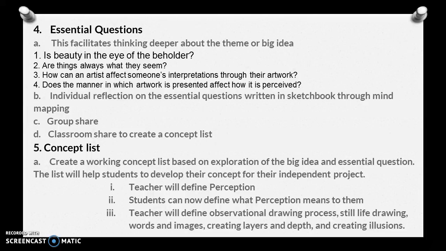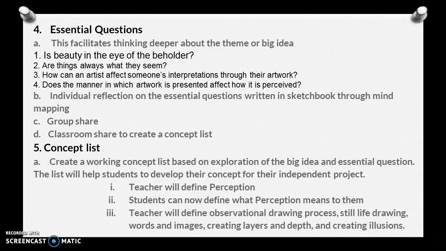Individual students are going to reflect on these essential questions, writing this in their sketchbook through different forms of mind mapping. They're going to group share, and then we'll share out to the class and start creating this working concept list. Working concept lists get really large sometimes. I don't hold back from any ideas that students have, so we create this working concept list, an exploration of the big idea and essential questions. It's going to help students develop their own concept for their final independent project for this perception unit.